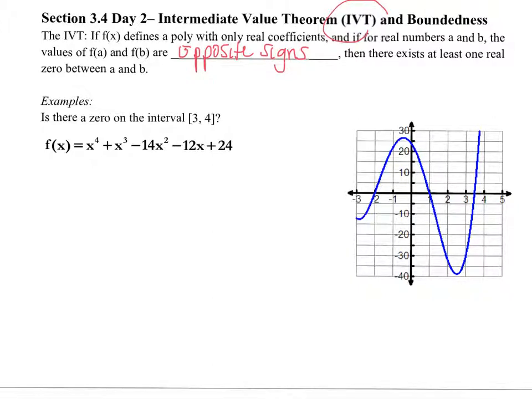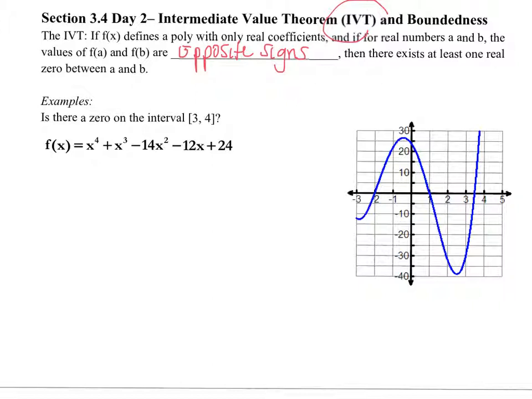So what this means is that if I have two values and the y value for one x is positive and the y value for the other x is negative, then that means that there has to have been at least one point where the function crossed the x-axis in between those two values.